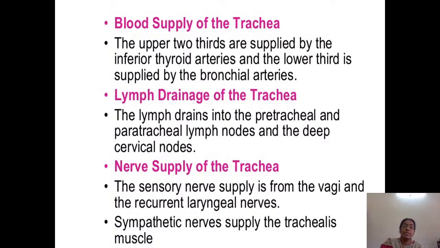When you see the blood supply of the trachea, the upper two thirds is supplied by the inferior thyroid artery and the lower third is supplied by the bronchial artery. The whole of the lymph is drained into the deep cervical nodes. The sensory nerve supply is by the recurrent laryngeal nerve, whereas the sympathetic supply is to the trachealis muscle.